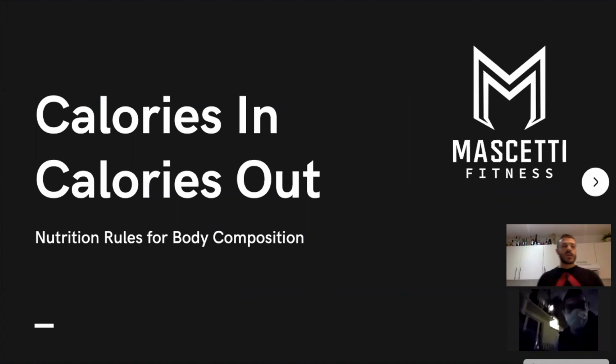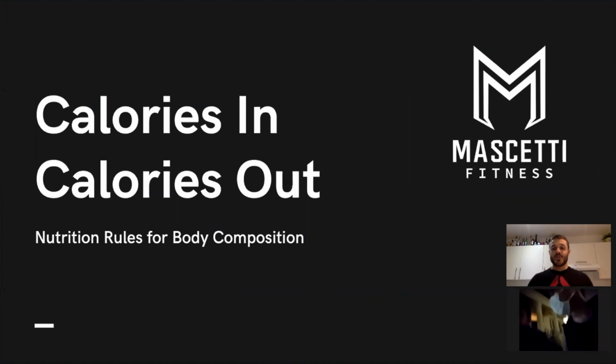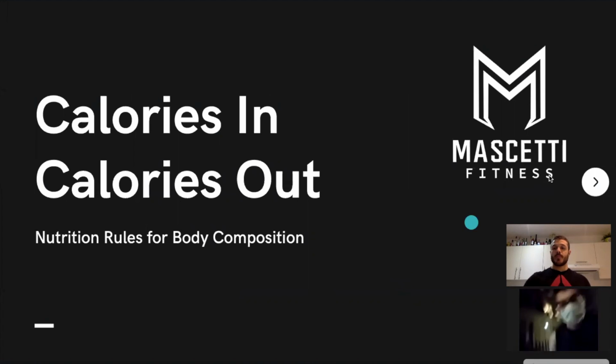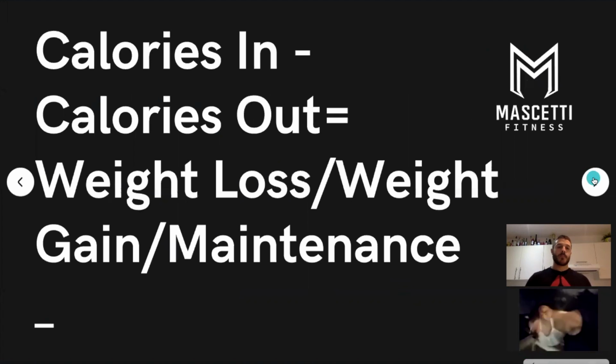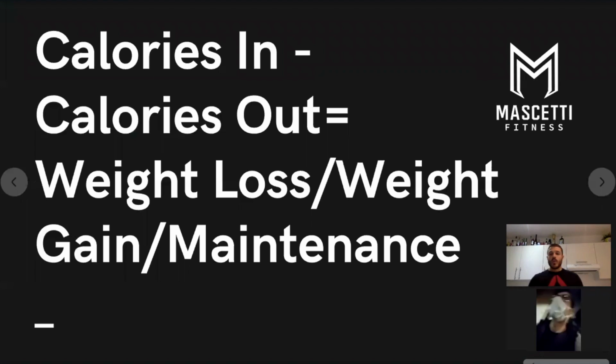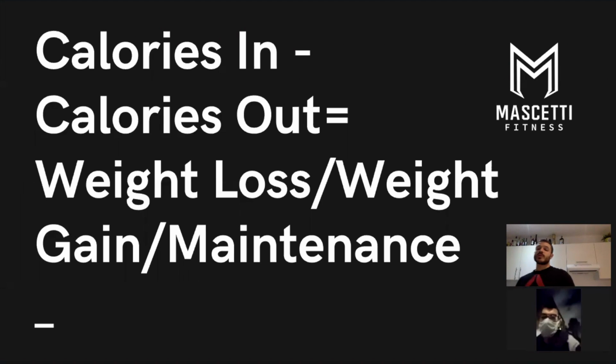Okay, so today's topic is calories in, calories out, nutrition rules for body composition. So, when it comes down to body composition, if we want to manipulate the way we look, our body weight, it all comes down, to be honest, to a very simple equation: calories in versus calories out.